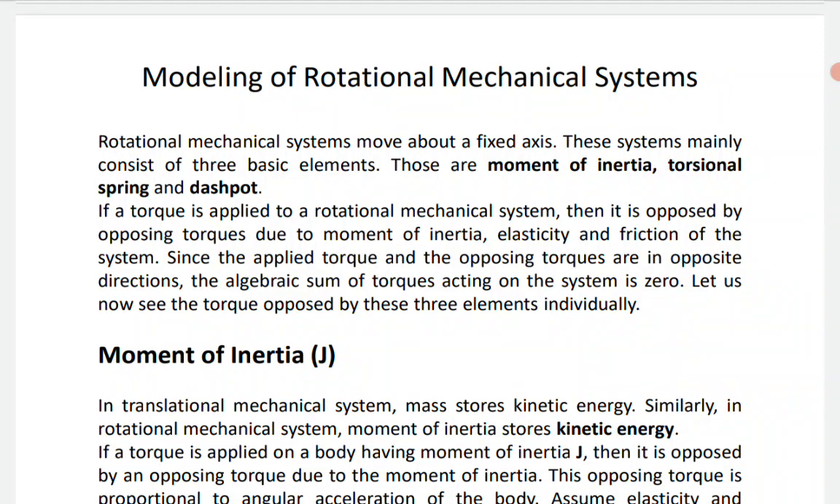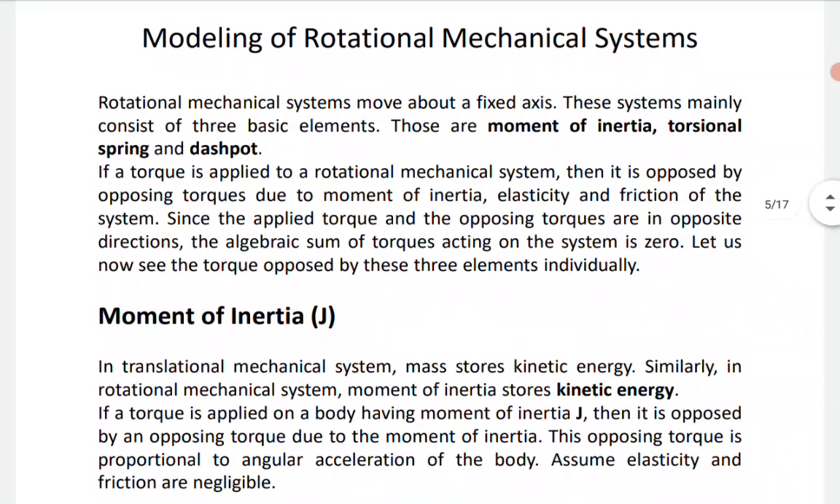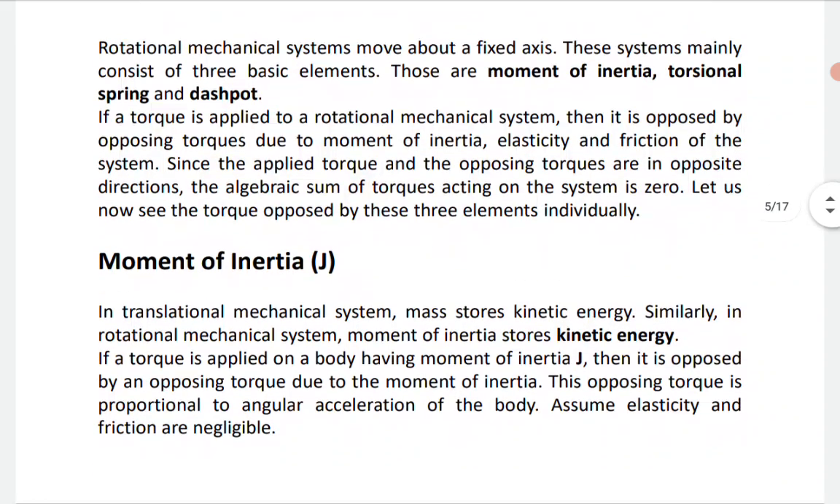If a torque is applied to a rotational mechanical system, then it is opposed by opposing torques due to moment of inertia, elasticity and friction of the system. Since the applied torque and the opposing torques are in opposite directions, the algebraic sum of torques acting on the system is 0. Let us now see the torque opposed by these three elements individually. Just like the translational mechanical system, we will treat moment of inertia, torsional spring and dashpot respectively.